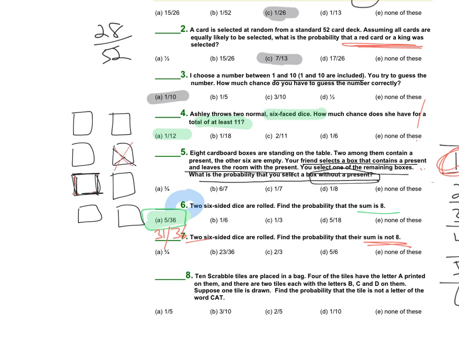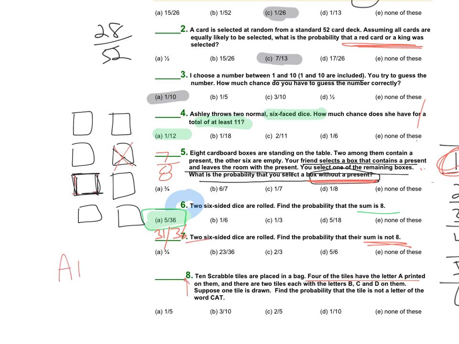Well, only one box has a present. That means 7 of them don't. So the probability of getting a box without a present is 7 out of 8. Answer: 7 out of 8.